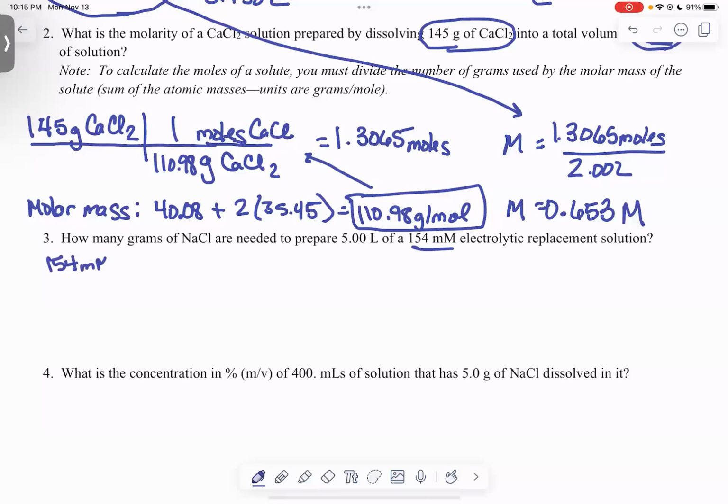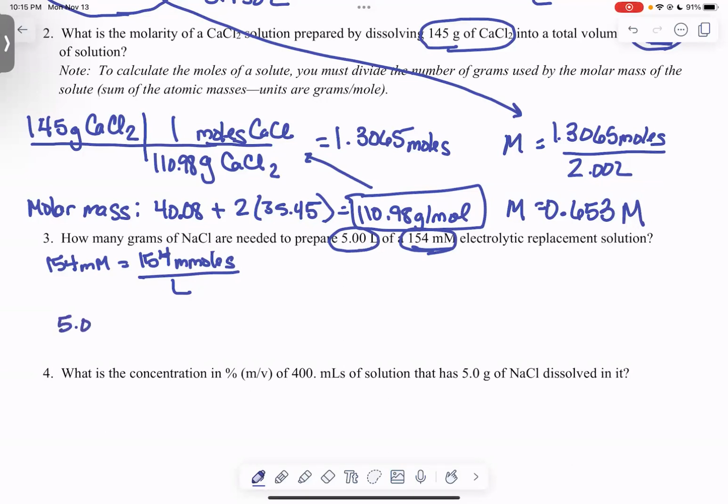154 millimolar. That's telling me I have 154 millimoles per liter. Okay. And I'm trying to make 5 liters of our solution. So it doesn't really matter what you start out with. You could start out with the 5 liters. You could start out with 154 millimolar. It doesn't make a difference.